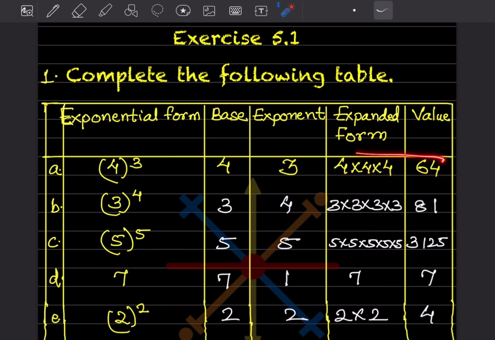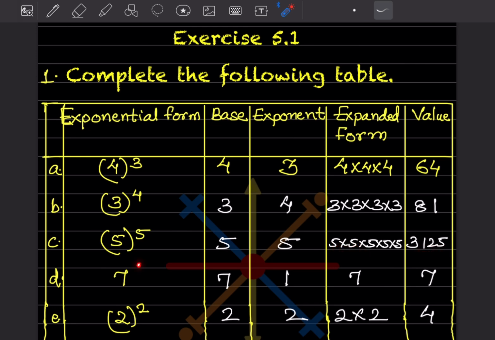This is already given. Now for this one, this is the base, this is the exponent. Again you are going to multiply 4 times, and then write the final answer, which is going to be 81. Again this is the base, this is the exponent. You are going to multiply 5 times. After multiplying 5 times, you can check, that is 3125.